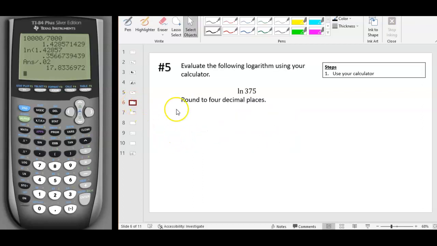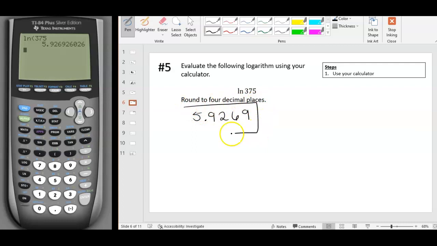All right, let's try number 5. It says to evaluate this logarithm using your calculator. So this is the natural log. So what you're going to do is you're going to click natural log and type 375 and hit enter. And it gives us the value, right? And so we're going to round this to 4 decimal places. So we have 5.9269. Okay, and that is the value of the natural log of 375.